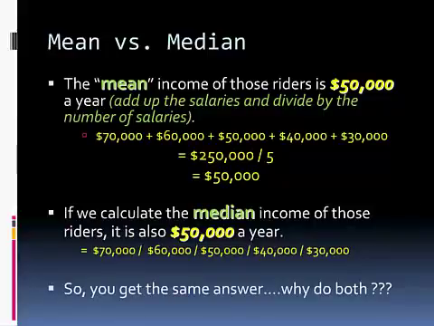So if I use the data that I gathered from surveying these 5 responses and I find the mean, I would find that the mean of these riders is $50,000. I've added up all their salaries, I've divided by 5, I found out $50,000. If I calculate the median, I also find $50,000 because that's the middle number. I get the same answer. Does this matter? Do I need to do both? The answer is yes. So let's take a look.